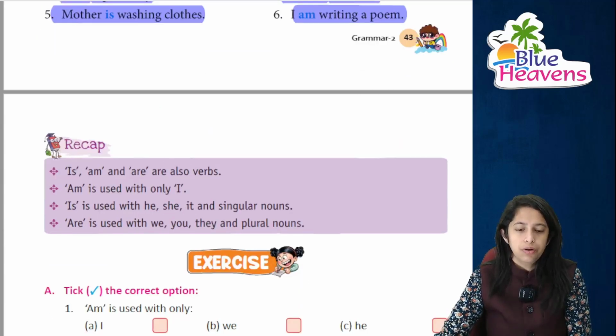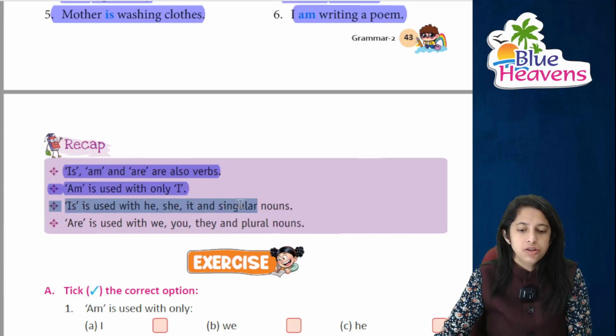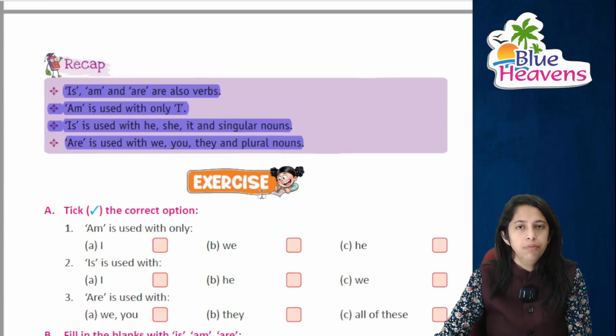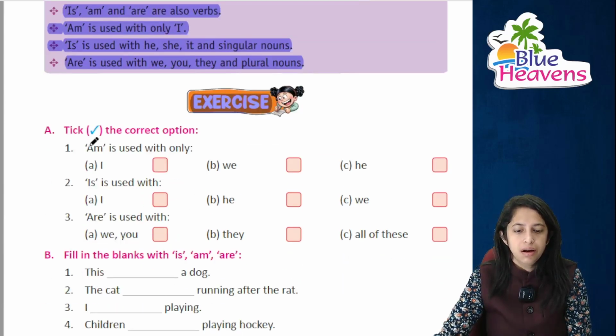A quick short recap. Is, am, are ये सब क्या है? वर्ब है. Am is used only with I. I के साथ हमेशा am आएगा. Is is used with he, she, it और सिंगुलर नाउन के साथ. And are is used with we, you, they और ये सब क्या है? प्लूरल नाउन्स. Moving on to the exercise, first we'll be completing the correct answer.